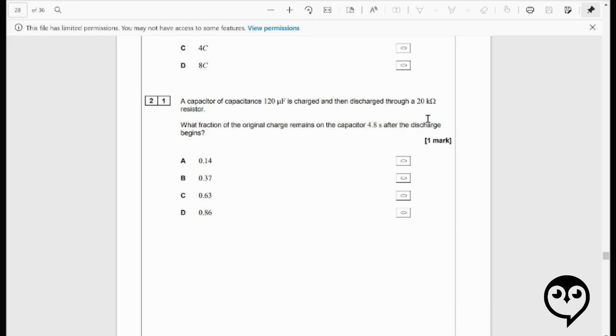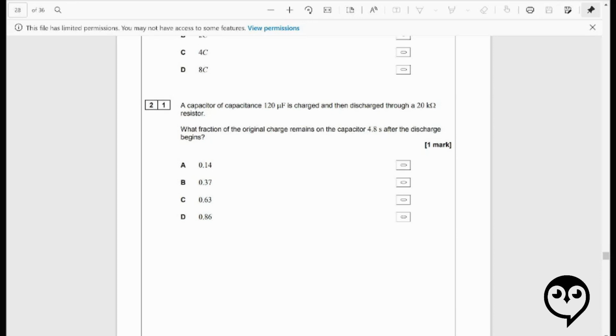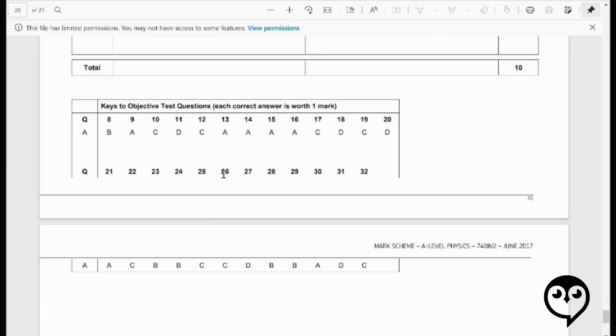4.8 seconds. Okay, so we'll calculate the time constant here. I get 2.4 seconds for my time constant, and they're telling us this is 2 time constants later. So if it's going to discharge, and we've got 2 time constants later, if it's fully charged, we'll discharge it. Oh, okay, yeah, it's the 0.37 squared again, isn't it? So I'd say A, because it's 0.37 squared. A, yeah. So it's 0.1369. So we'll check our answers. The answer is A, and we've done it.